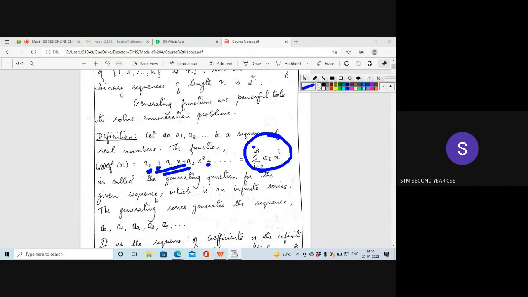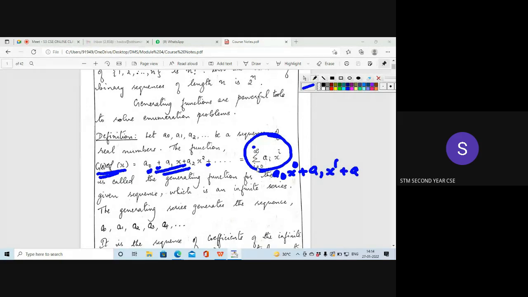Okay, so given a particular sequence a0, a1, a2, etc., you can write the generating function in this form, or you can summarize it to this form, that is sigma i equal to 0 to infinity. Now if you put i equal to 0, you get a0 x raised to 0. The next, when i becomes 1, you get a1 x raised to 1.